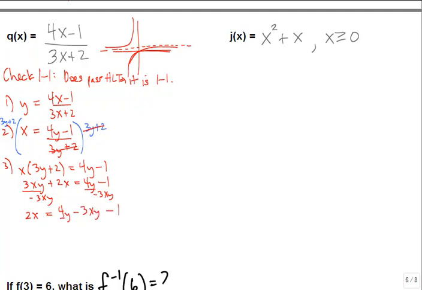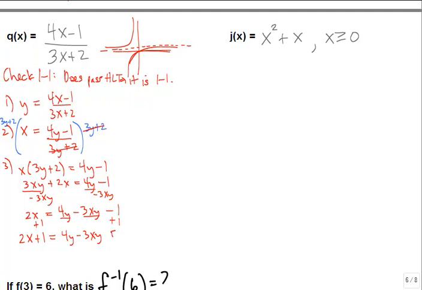And now we have this y term and this y term, but this negative 1 doesn't have a y, so it shouldn't be on the right-hand side. So I'm going to add it over to the left side. So we have 2x plus 1 equals 4y minus 3xy. Now this is a tricky step here to remember what to do. It's not hard to do, it's just hard to remember that that's what you need to do.